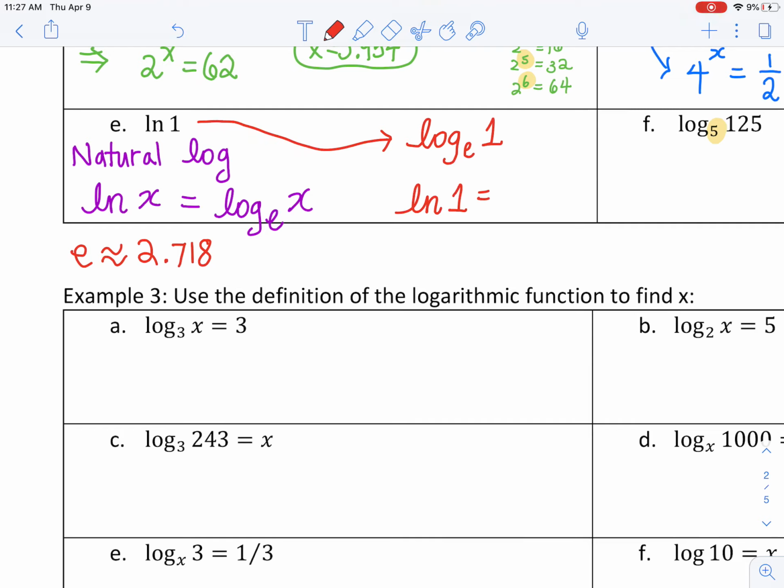But now here's the thing. Before we get so dependent on this technology, I want you to think about what this is. You're raising e to the x power, and then you're getting 1. There's got to be one answer that will make this equation true. x has got to be equal to 0. Why? Because if you raise anything to the 0 power, you will get 1. So we do know without typing this in our calculator that the answer must be 0.